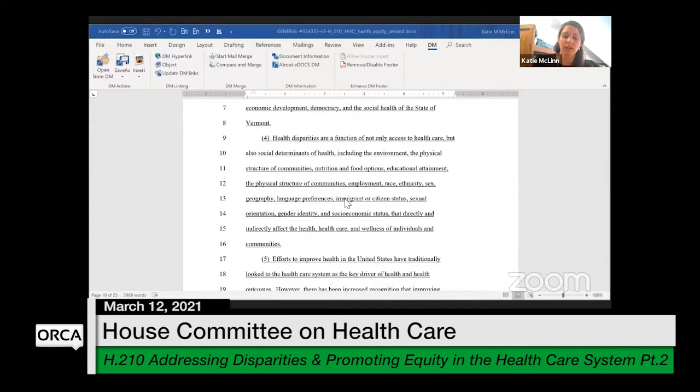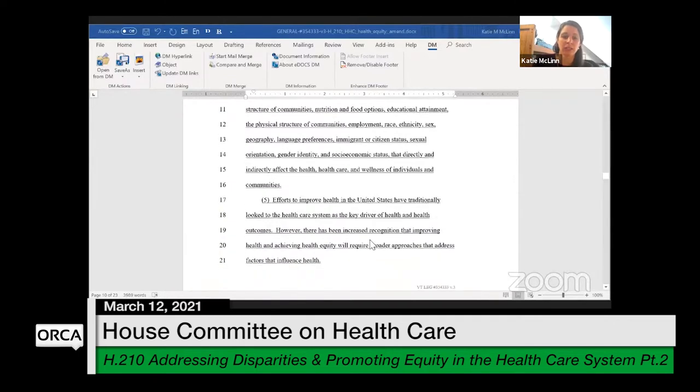The fourth belief: health disparities are a function of not only access to healthcare, but also social determinants of health, including the physical environment, the physical structure of communities, nutrition and food options, educational attainment, employment, race, ethnicity, sex, geography, language preferences, immigrant or citizen status, sexual orientation, gender identity, and socioeconomic status that directly and indirectly affect the health, healthcare, and wellness of individuals and communities.